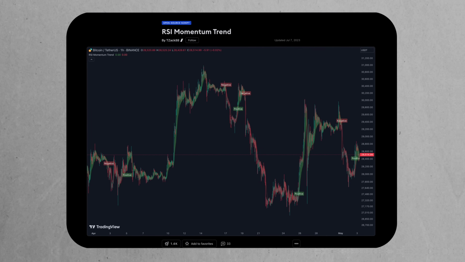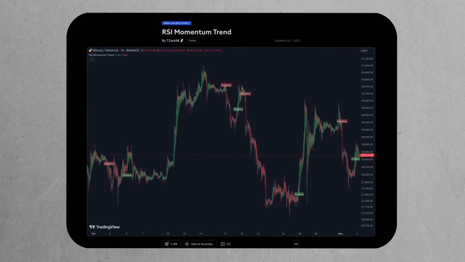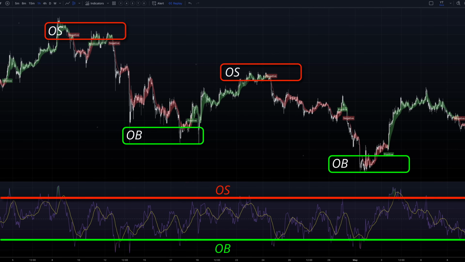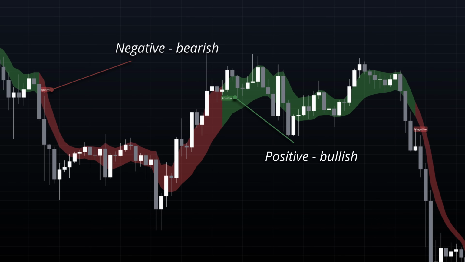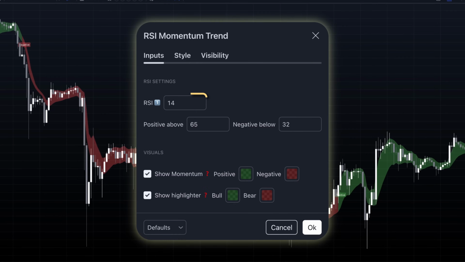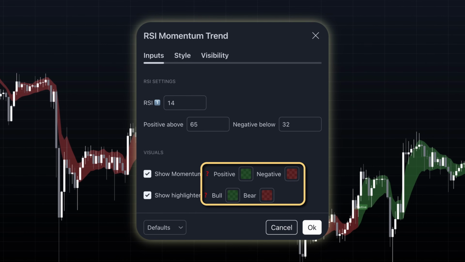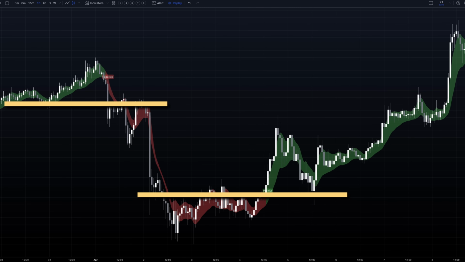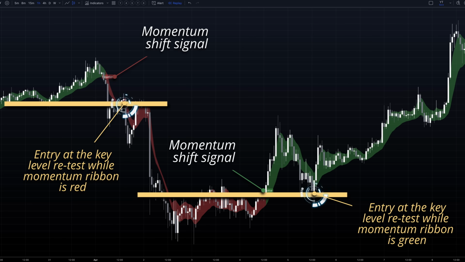The RSI Momentum Trend Indicator by TZACK88 enhances the standard RSI by not only identifying overbought and oversold levels, but also detecting shifts in market momentum. These momentum shifts are clearly marked on the chart with upward labels for bullish signals and downward labels for bearish ones. You can customize the RSI period, momentum thresholds, and visual settings to suit your strategy and market conditions. In summary, the RSI Momentum Trend Indicator offers a clearer, more dynamic way to track market momentum compared to the traditional RSI.